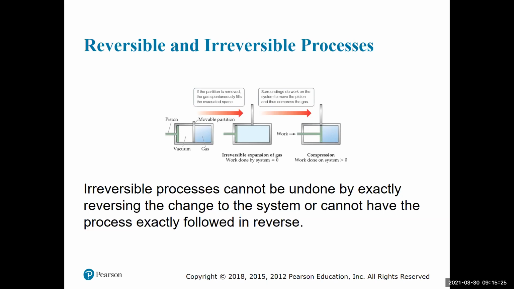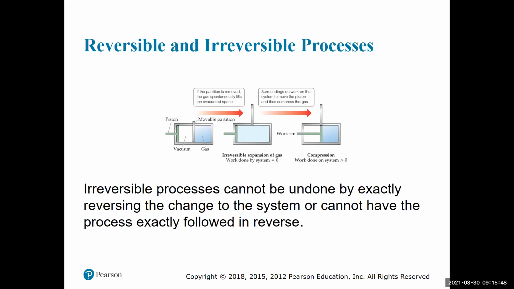So to dissociate the gas, we didn't have to do anything. To get it back to normal in this case, we had to push on it. So this is an example of an irreversible process because it's not that you can't get back there, but to get back there, you had to do some work in this case. You had to do something.